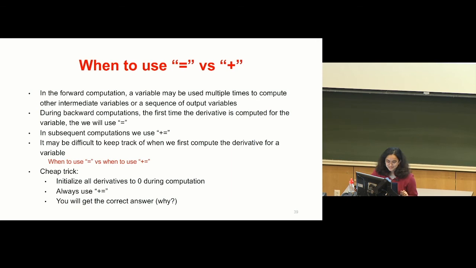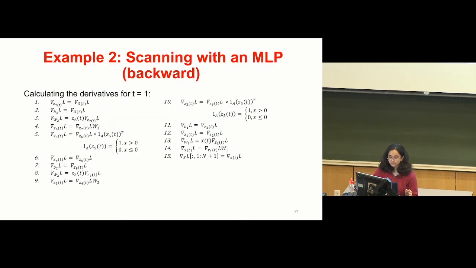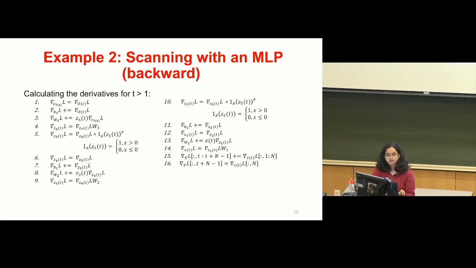Okay, so moving forward, there's a question of when to use equal to and plus equal to, right? We have to keep track of which variables are being used for the first time versus which are being used again. So there's just a simple trick to deal with this. We can initialize all of the derivatives to 0 in the beginning, and we can just keep using plus equal to in all of the steps. So we'll be using this set of steps at every time step at t greater than or equal to 1 instead of just greater than 1.